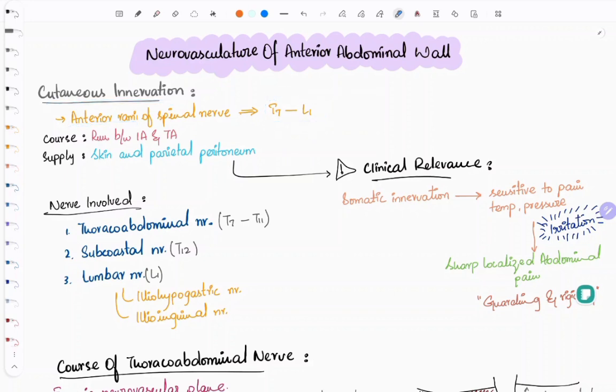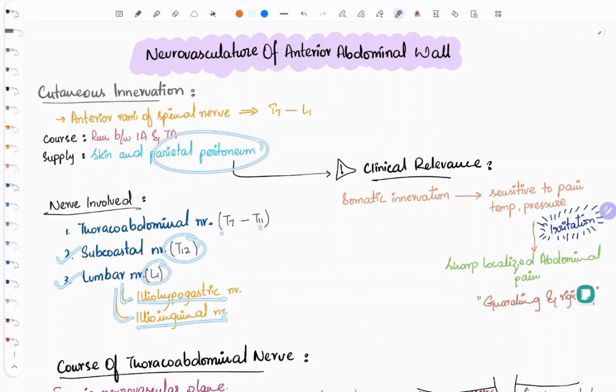L1. These nerves course between the internal oblique and transverse abdominis, supplying the skin and the parietal peritoneum. The nerves involved are the thoracoabdominal nerves extending from T7 to T11, the subcostal nerve, T12, and the lumbar nerve L1, which later divides into two branches, the iliohypogastric nerve and the ilioinguinal nerve.